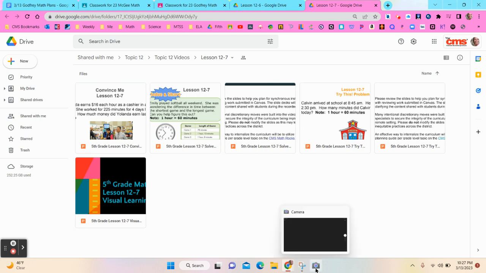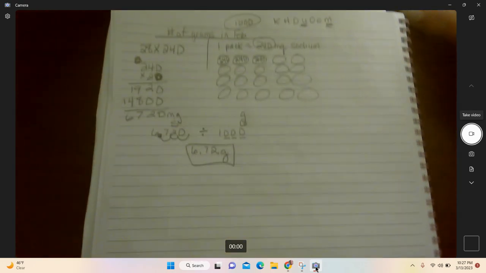Hi guys. So we're going to now talk about converting measurements in units of time. And so let's talk about some units of time. There are, for the smallest unit, seconds.